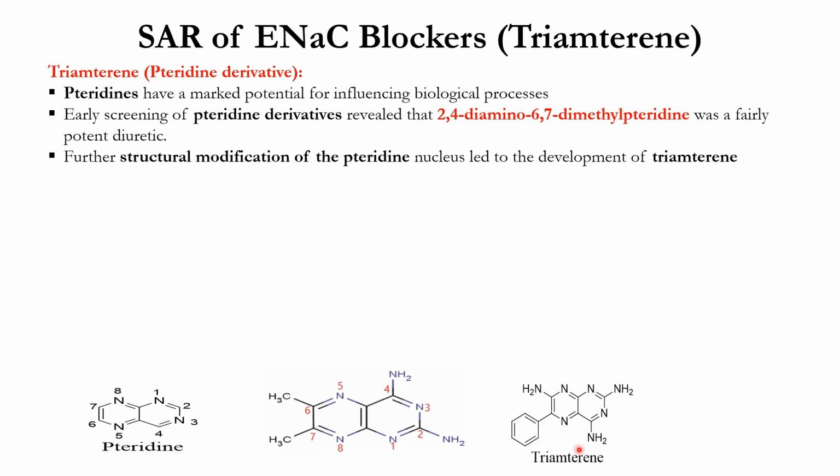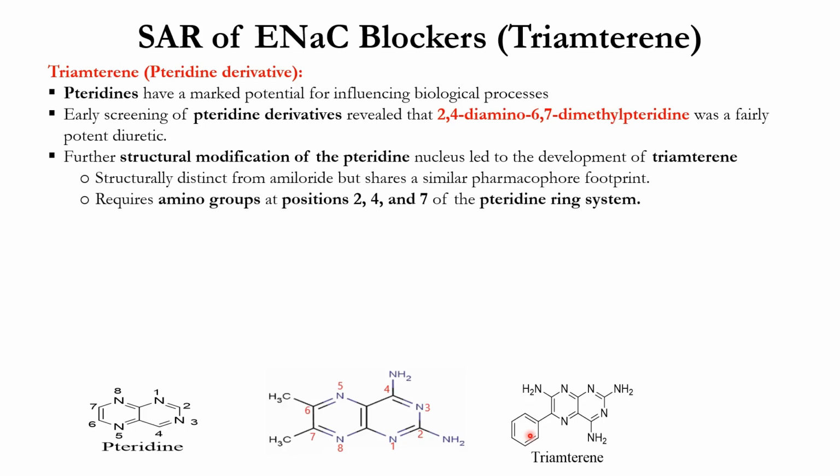So that is triamterene. They have some modifications on the structure: amino groups are added, and the phenyl ring system is also added. When we compare amiloride with triamterene, structurally they are distinct, but they have a similar pharmacophore footprint. Both triamterene and amiloride contain the aminopyrazine moiety, which is the common pharmacophore footprint for both of them.